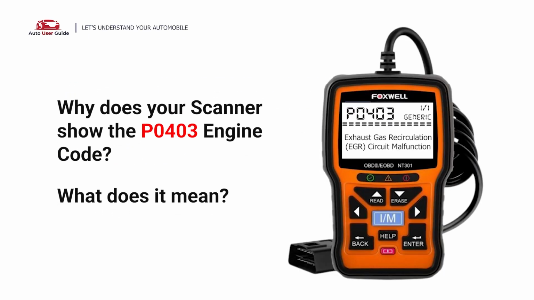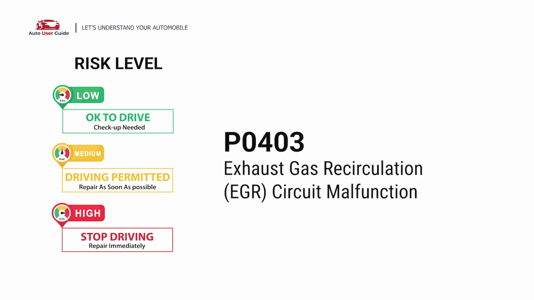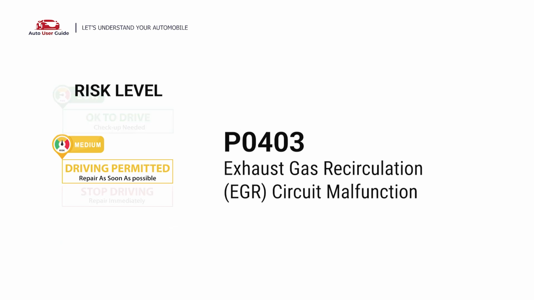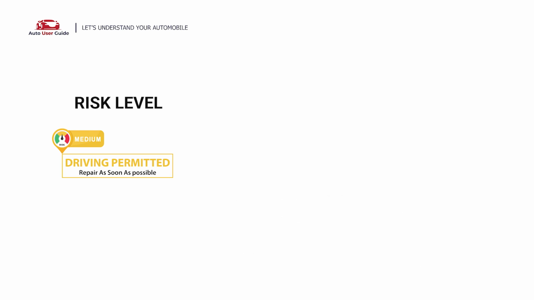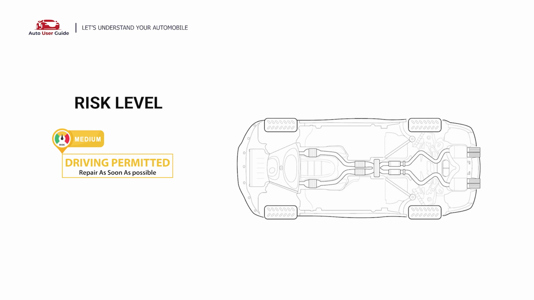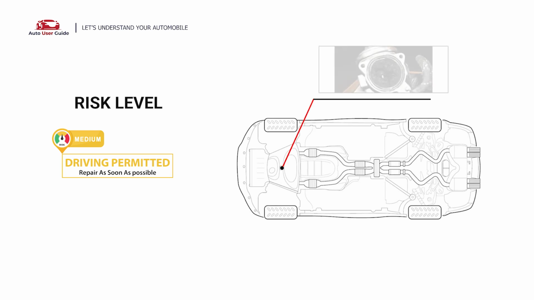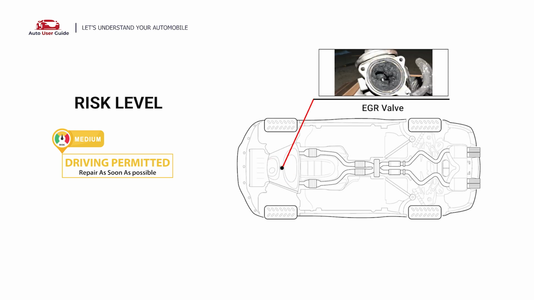Why does your scanner show the P0403 engine code? What does it mean? P0403 is a diagnostic trouble code for exhaust gas recirculation circuit malfunction. This code indicates a malfunction in the exhaust gas recirculation circuit.